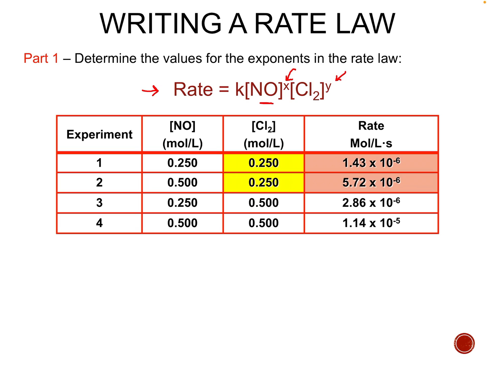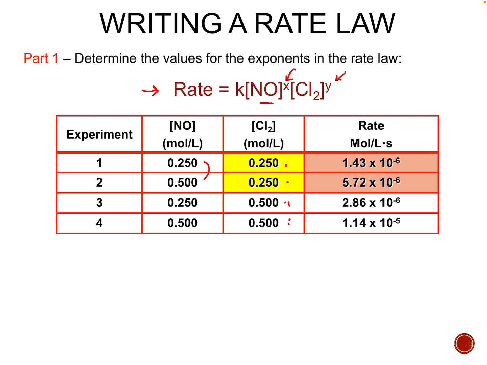So in order to figure out nitrogen monoxide, we need to hold chlorine constant. So you can find any two reactions in which chlorine is not changing. I picked the first two because they were the first two and chlorine stayed the same. You could totally have used experiments 3 and 4, because again, chlorine stays the same. You can pick any reactions in which chlorine doesn't change, because then we can look directly at what is happening with nitrogen monoxide.